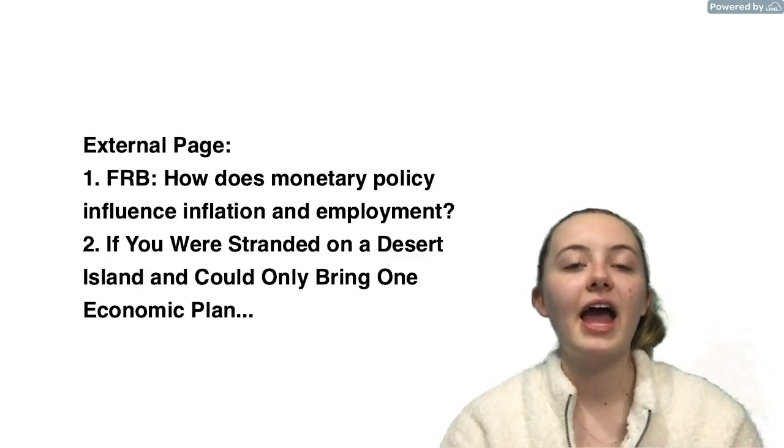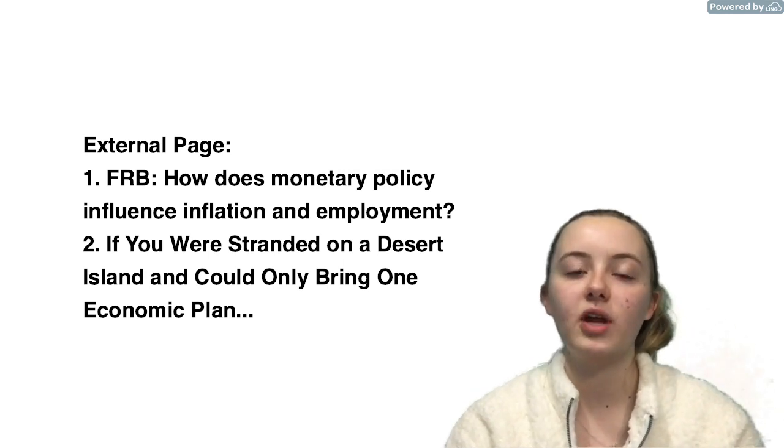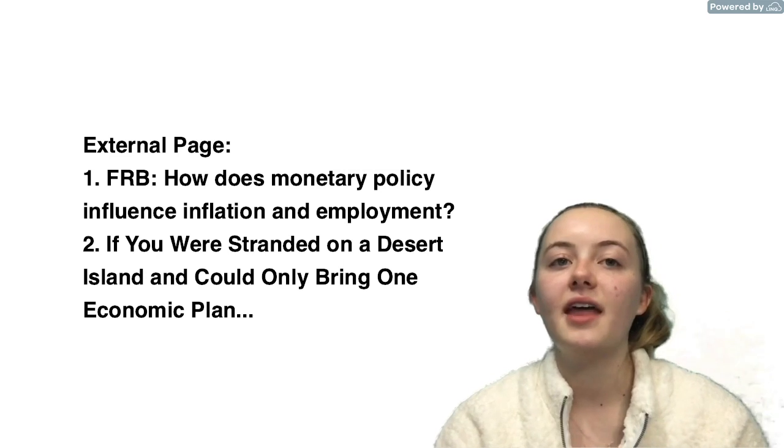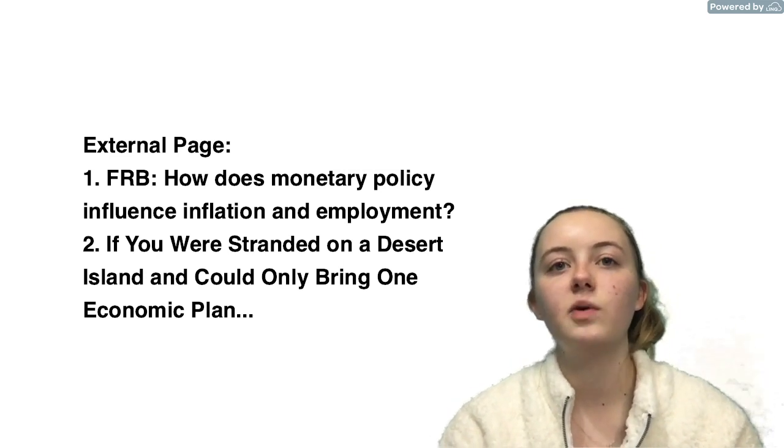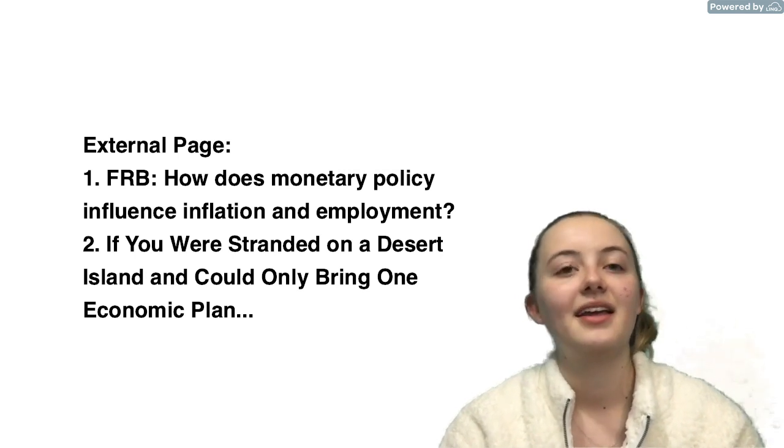You're going to want to finish this reading on your own. After the reading, there's an external page called FRB, How Does Monetary Policy Influence Inflation and Unemployment, that you'll want to read. Then there's another external page called If You Were Stranded on a Desert Island and Could Only Bring One Economic Plan. And lastly, there's an activity of flashcards to review. This concludes Objective 3.